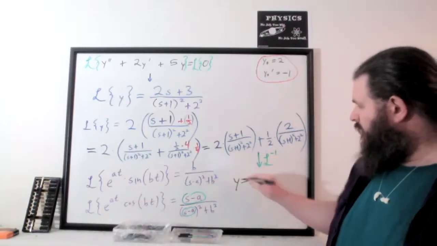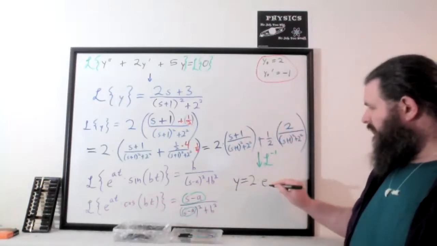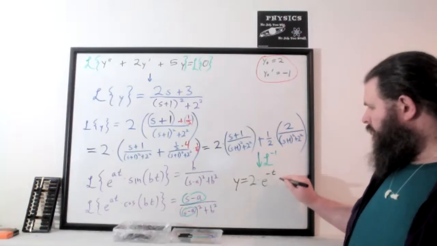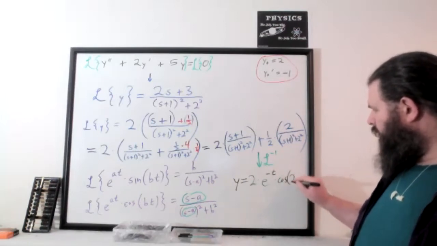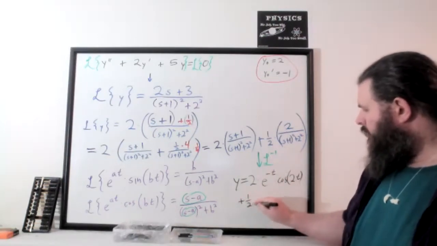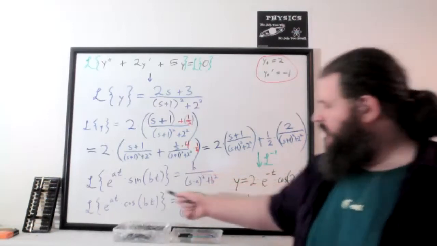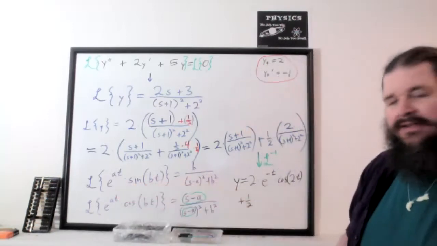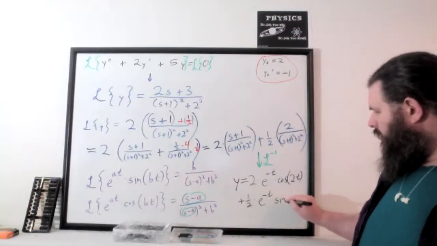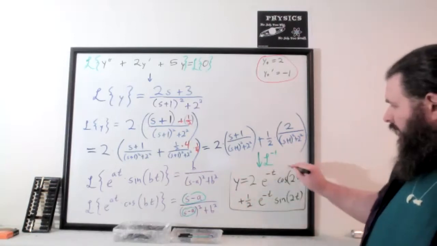We've got 2 times exactly this, e to the at, but we now know a is -1. And we also know b is 2, plus 1/2 times this, which is exactly this format. So it should turn into e to the at sine of bt, where again, a is -1 and b is 2. So this should be the specific solution of that initial value problem.